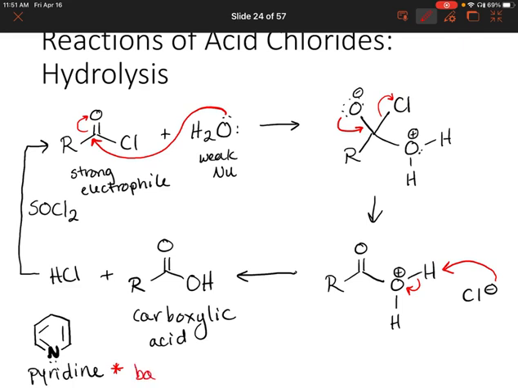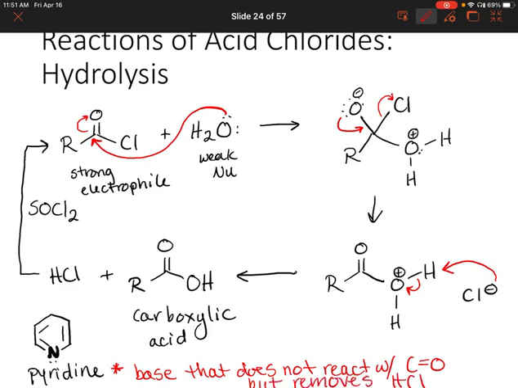So this is a base that does not react with CO, but removes HCl. Oh, I'm running out of room.